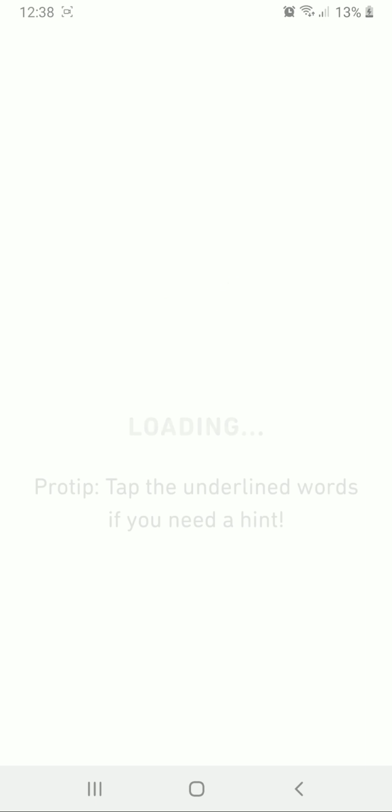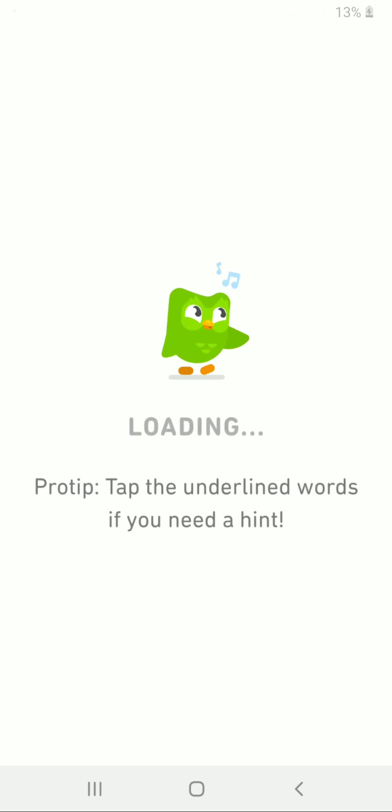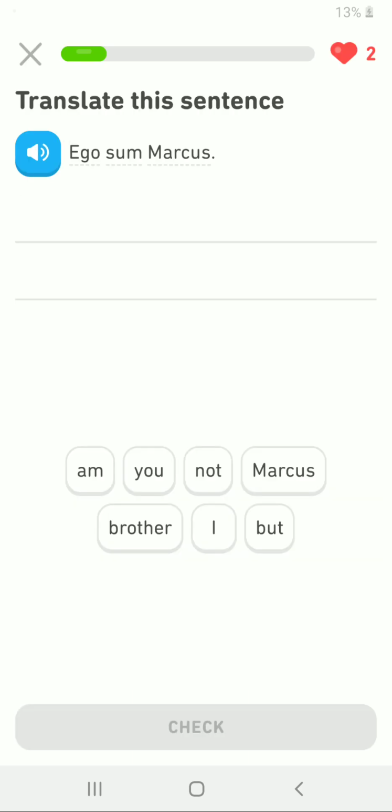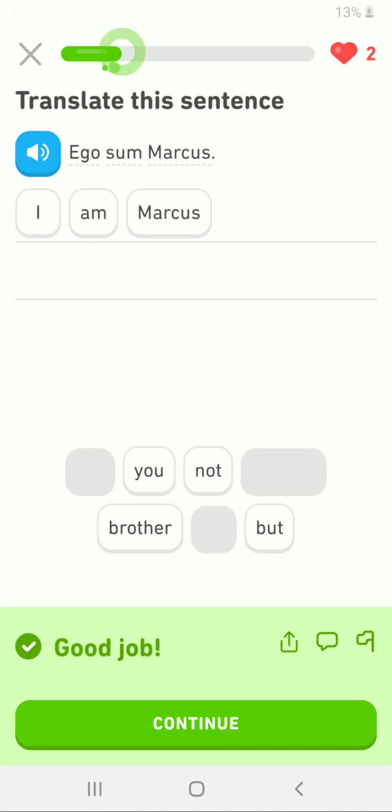This has, I see, 5 parts. So it's divided into 5 parts. Ego sum Marcus. What is good is that we're already familiar with the pronouns now and with the verb to be. So we can already do it faster. So let's try to be a little bit faster now. So ergo sum Marcus. I am Marcus.